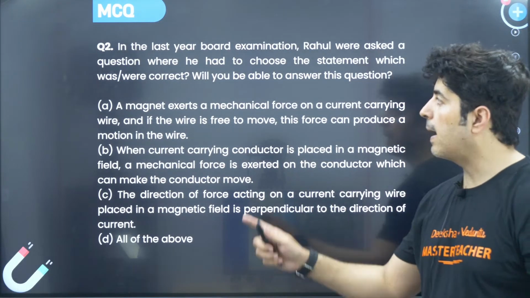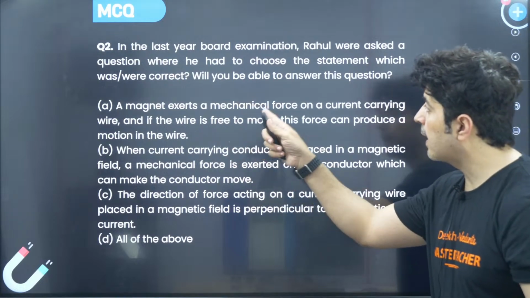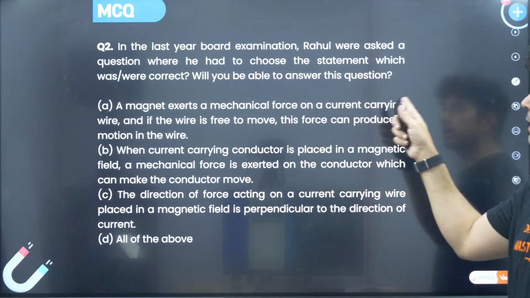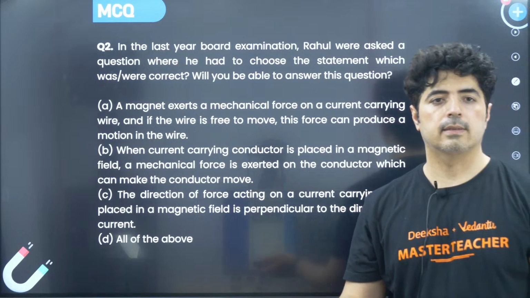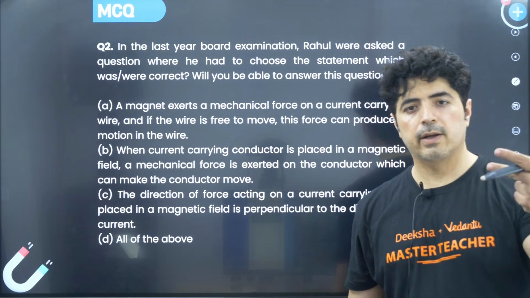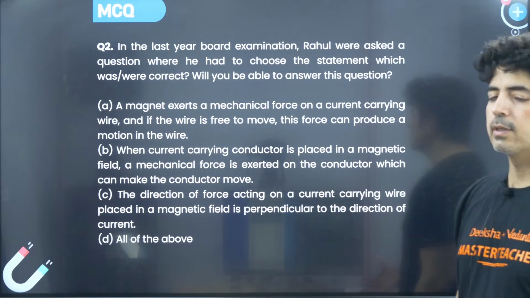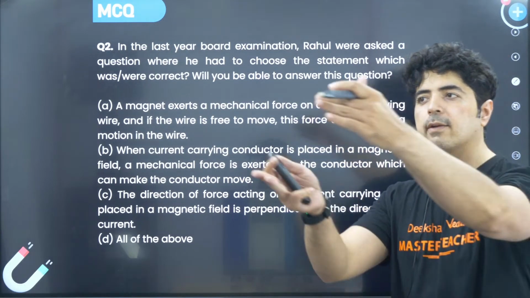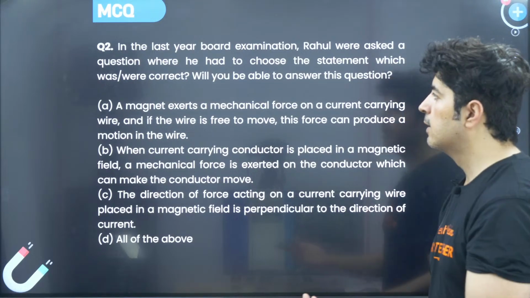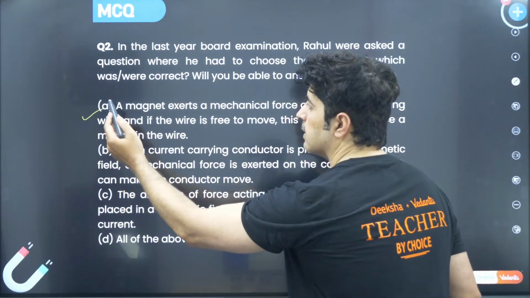Think about it. A magnet exerts a mechanical force on a current carrying wire. Yes, it does. Fleming's left hand rule, we know that, right? And if the wire is free to move, its force can produce a motion. Yes, and if the wire is free to move, the wire will move. Yes, absolutely correct. So this is a right answer.